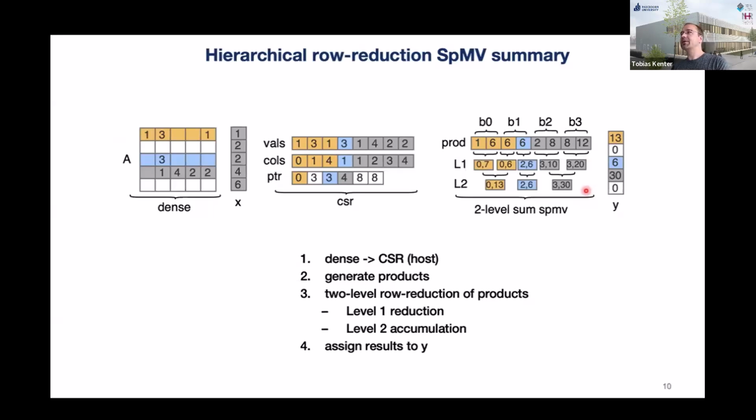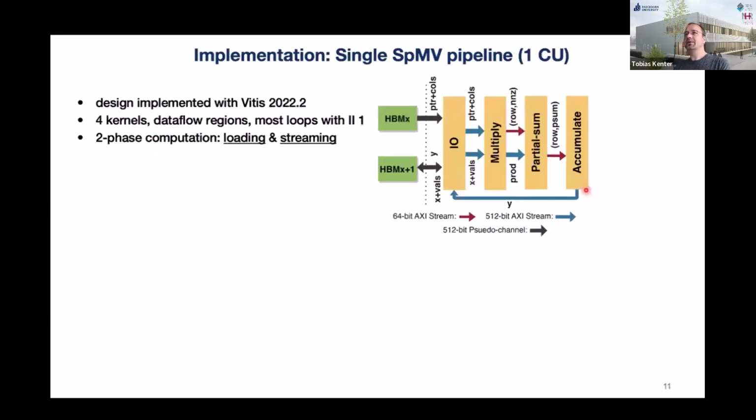Let's start looking at the concrete implementation. So we implemented everything with Vitis version 22.2 in this kernel. In this case, sorry, kernels come next. So we have for each compute unit 4 separate kernels. All of them are pipelined, most loops with an initiation interval of 1. And some of them contain additional data flow regions. And we process each block in 2 phases so that we can reuse the HBM channels.